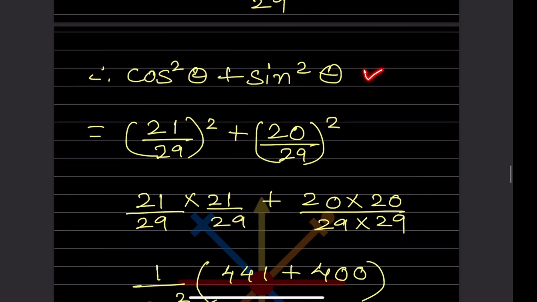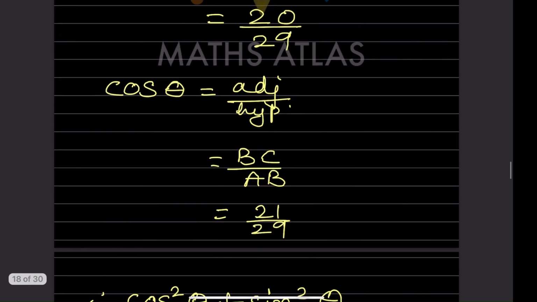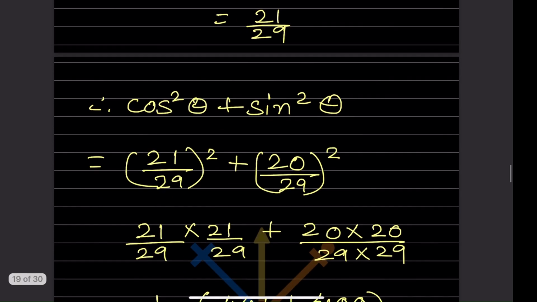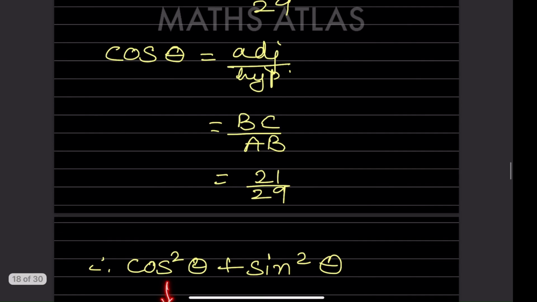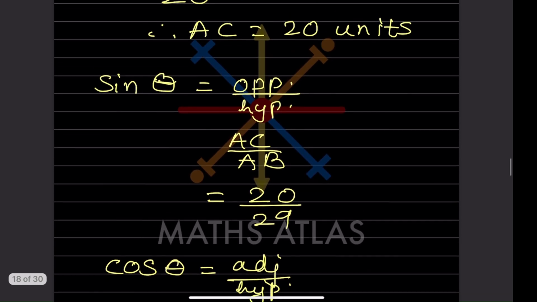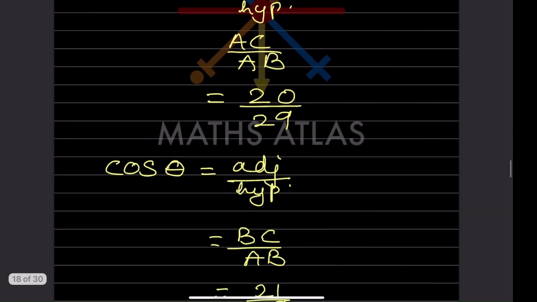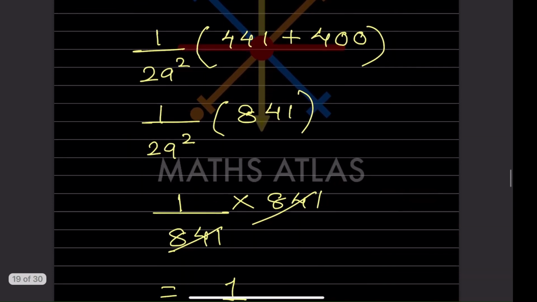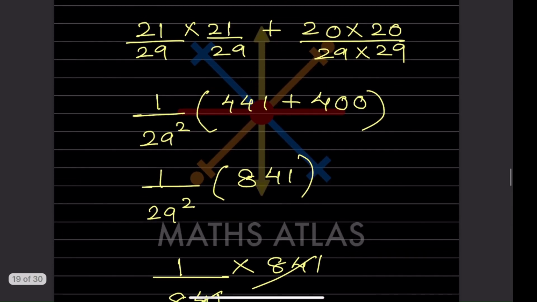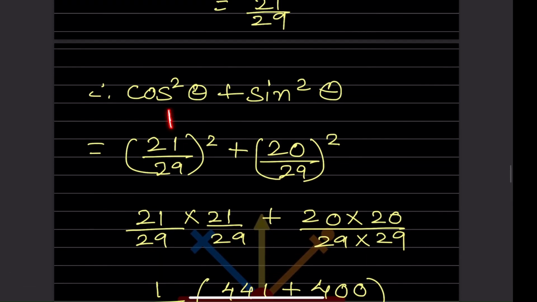Just write cos square theta plus sin square theta, since you got the value of sine theta as 20 by 29. So you are going to write here, sine theta is... yeah, so you want cos square theta plus sin square theta. So this will be 21 by 29, the square of that one, and sine is 20 by 29. You have to take the square of this one.